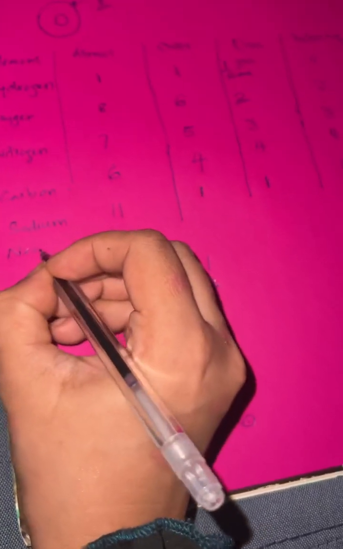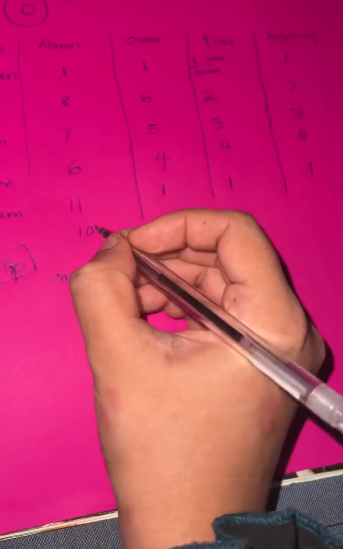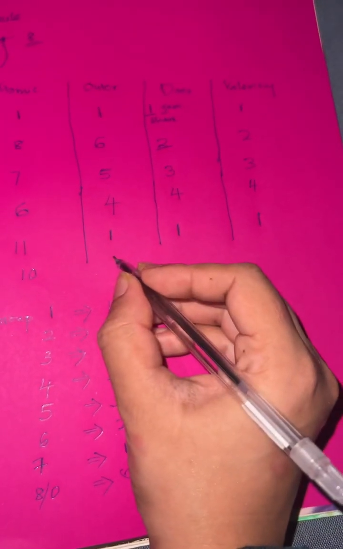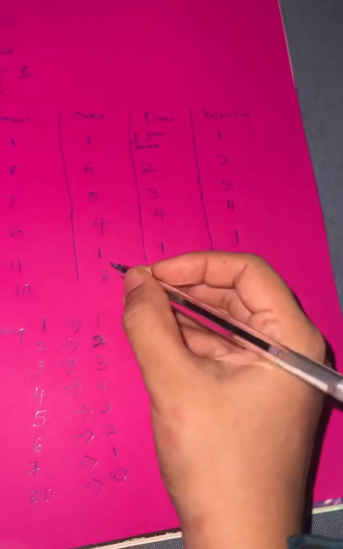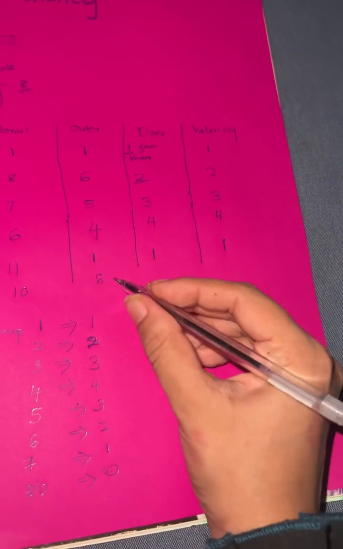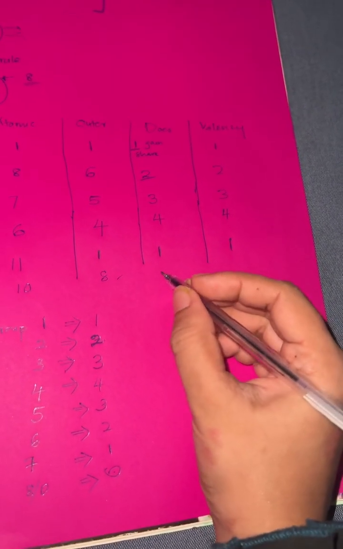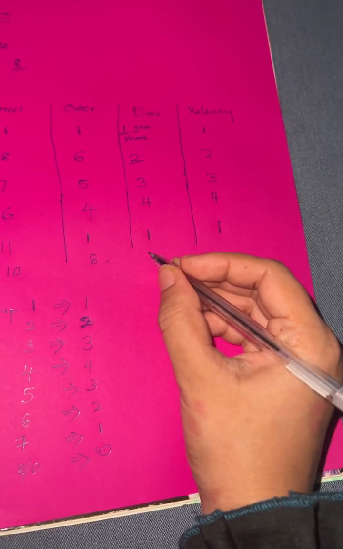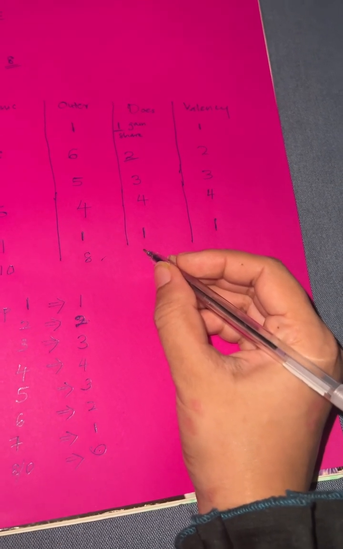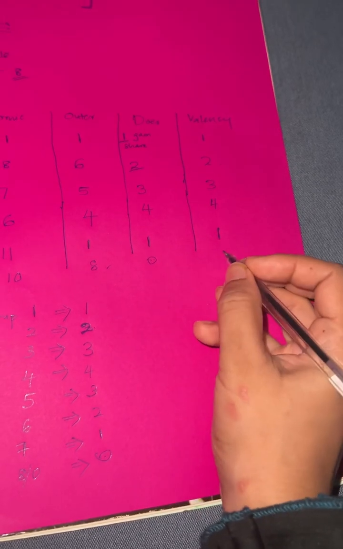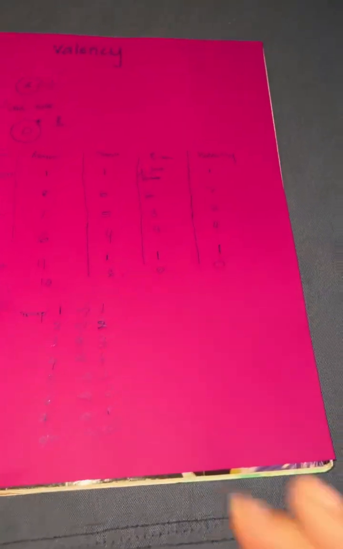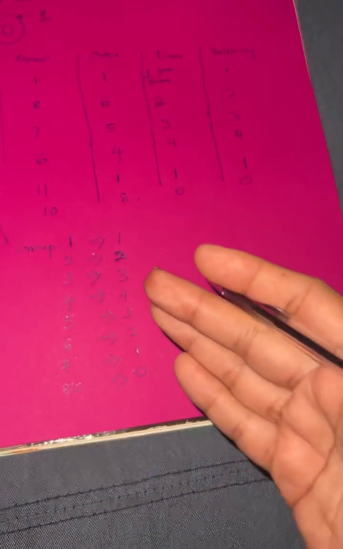For example, if I consider neon, the atomic number is 10. So the electrons it has are 2 and 8. 8 means octet rule. According to the octet rule, it has a complete shell, so it does not share, gain or lose. So the valency is 0 for them. Right, so this is the easy tip that I have given you.